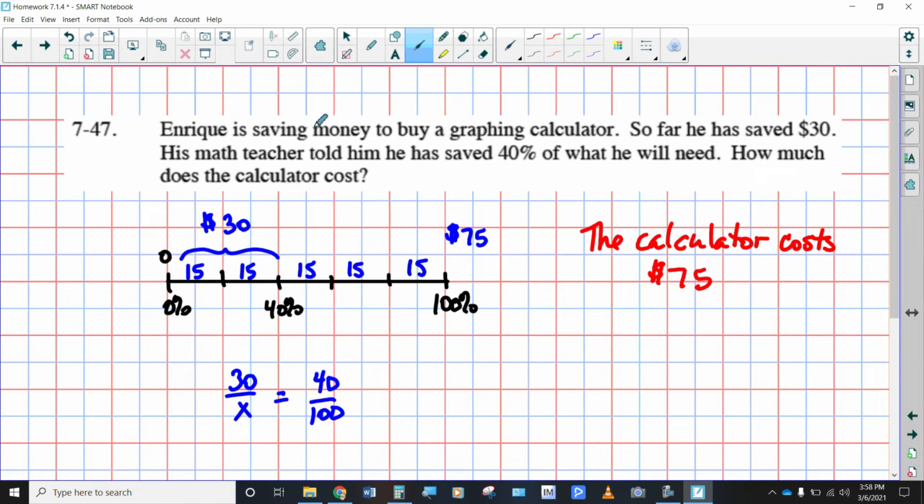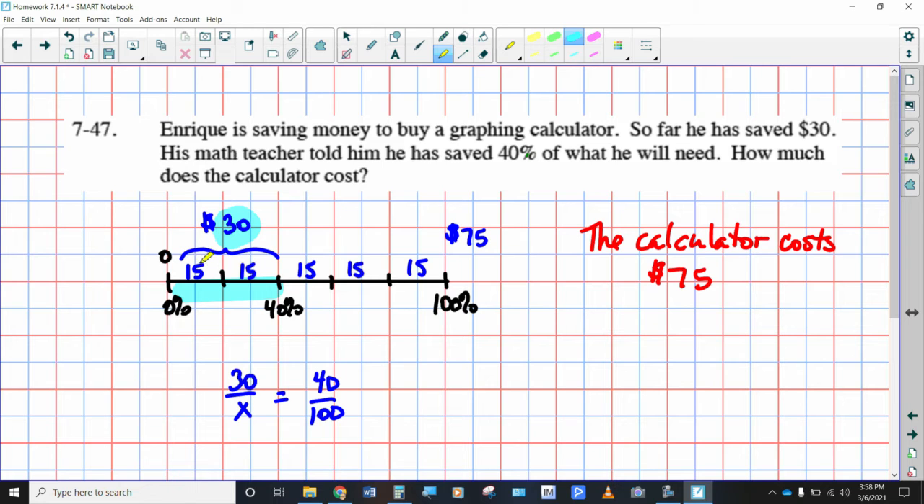All right, Enrique is saving money to buy a graphing calculator. So far, he has saved $30, and his math teacher told him that he has so far saved 40% of what he needs. So 40%. There we go. Section from here to here, if we scale this number line into 10% intervals, this is 20%, that's 10%, this is 40%, and 30 is equivalent to 40%. So that's 2 big sections there. If 2 of those equals 30, then each one of them must be 20%. And that means 20% must be equal to 15.